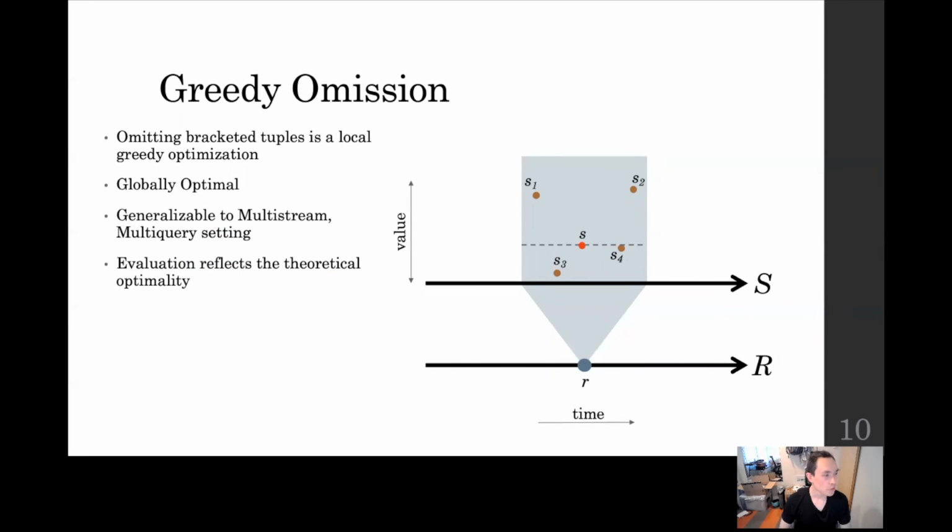Obviously, omitting tuples based on bracketing neighbors is a local, greedy optimization. It's local to a particular stream, completely independent, without any knowledge from any joining streams. However, we prove that it is globally optimal, and it generalizes to both the multi-stream and multi-query setting. Moreover, our evaluation reflects that theoretical optimality.